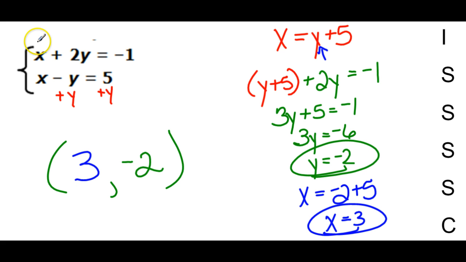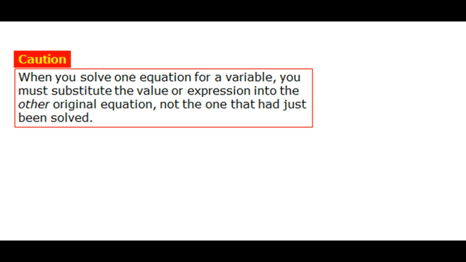And check it. Put a 3 here. Put a negative 2 here. Put a 3 here. Put a negative 2 here. Ready? 2 times negative 2 is negative 4. 3 plus negative 4 is negative 1. Check. 3 minus a negative 2, minus a negative is plus. 3 plus 2 is 5. Check. We did well. Okay?